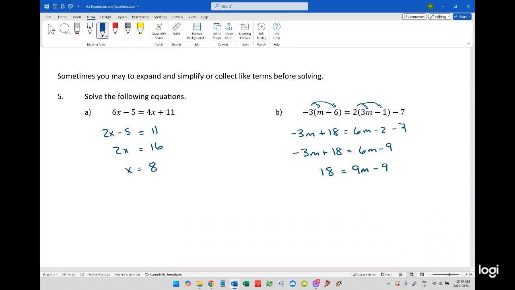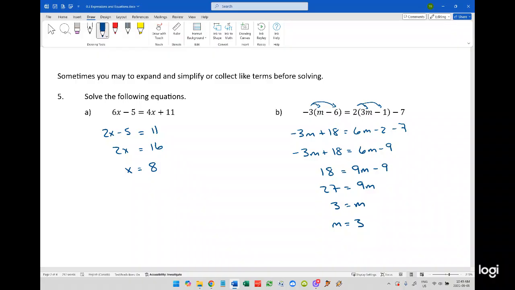Now I'm going to add 9 to both sides. That gives me 27 equals 9m. And then finally divide both sides by 9. And that gives me 3 equals m, or m equals 3.